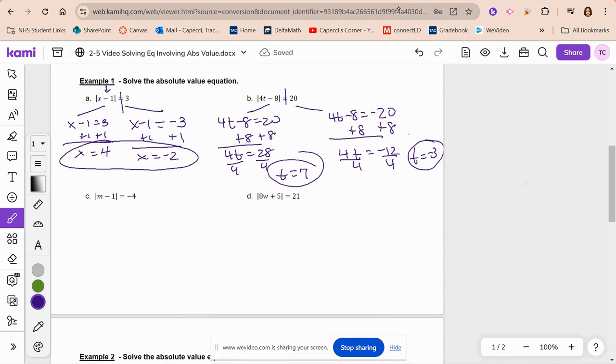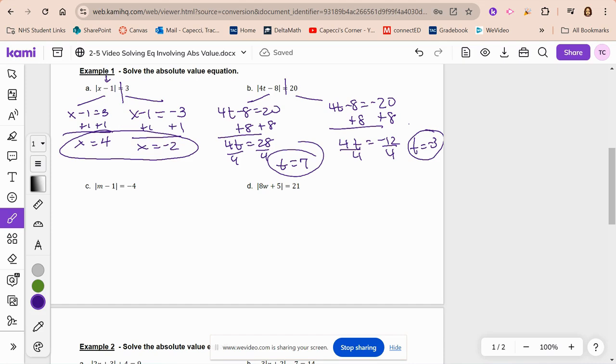Okay, let's keep going. Let's look at letter C. So at this point, when I draw my wall, I do have the absolute value isolated, but I notice over here that I have a negative 4. Now remember, if I have something like this, absolute value of 3, that's positive 3. Absolute value of negative 3 is also positive 3. The absolute value is the number of units that value is from 0 on the number line, so it can't be negative. So there's really nothing for me to do here.